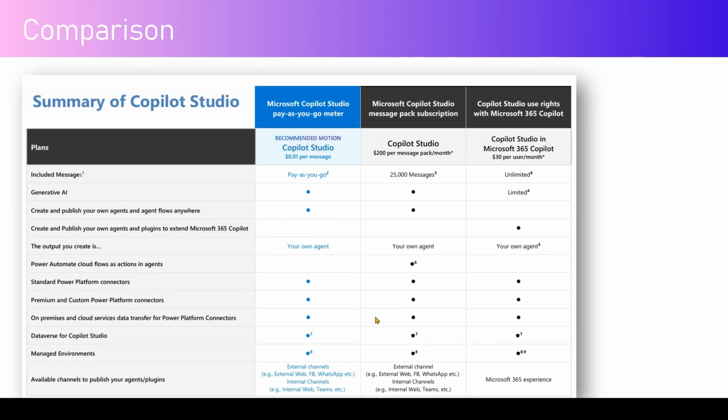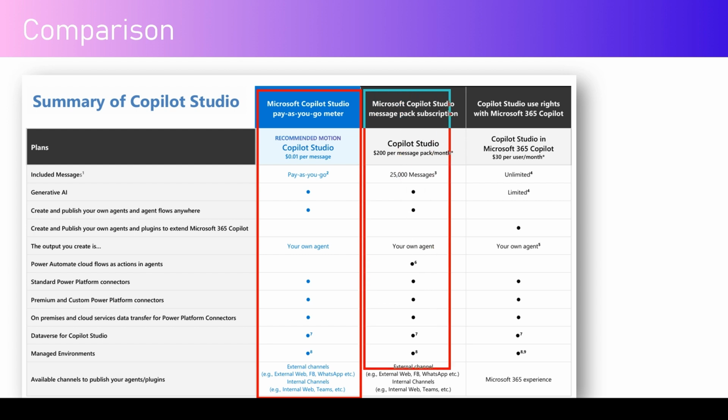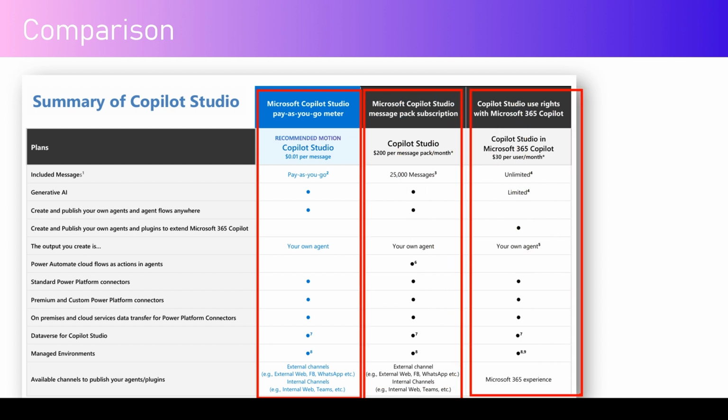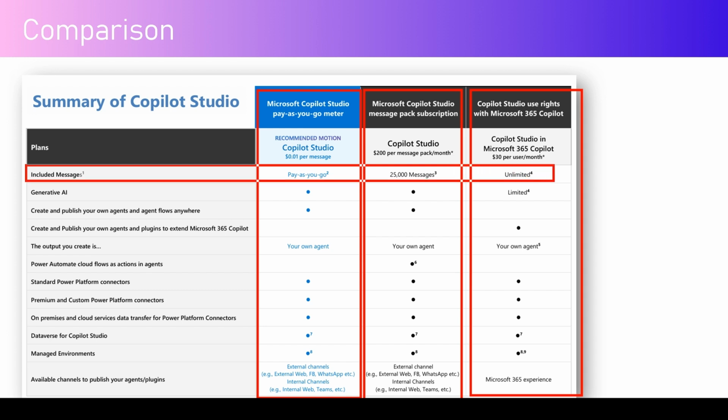Now, this is a comparison which I've extracted from the Microsoft documentation. There are three different SKUs: Microsoft Copilot Studio pay as you go meter, then the message pack subscription, and then Copilot Studio use right with M365 Copilot. If you see the comparison, in pay as you go, how many messages are included? Pay as you go depends on your consumption, but in the message pack there are 25,000 messages, and in Copilot Studio with M365 it's unlimited.